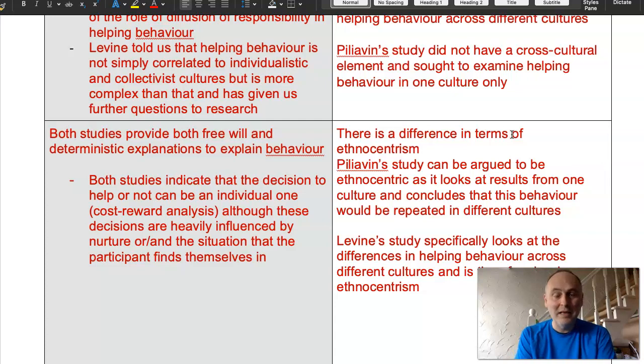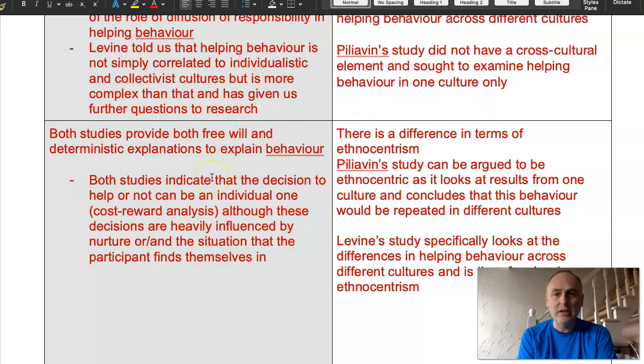Again, though, you could make a claim that Levine's study has some problems here because it uses a very small sample. Whether that affects the ethnocentrism or not is another matter, but it's something worth thinking about. So it'd be worthwhile having a go at producing the P paragraphs for those ones that I've got down there. That one in particular is a bit more tricky, but give it a go.